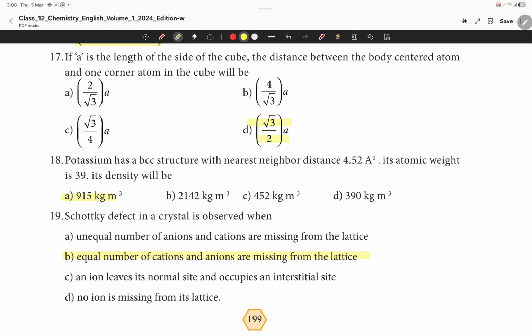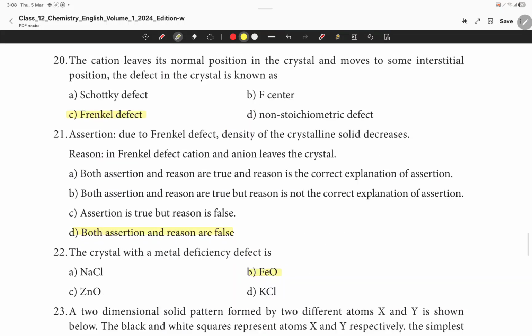Potassium has a BCC structure with nearest neighbor distance 4.52 angstrom. Its atomic weight is 39. Its density will be 915 kg per meter cube. Schottky defect in a crystal is observed when an equal number of cations and anions are missing from the lattice. If the cation leaves its normal position in the crystal and moves to some interstitial position, the defect in the crystal is known as Frenkel defect.